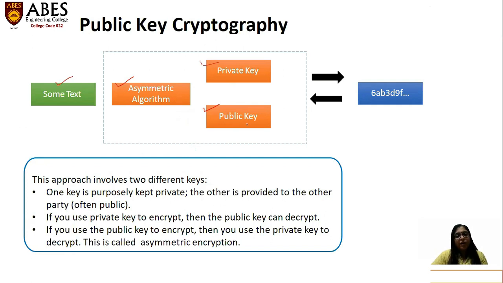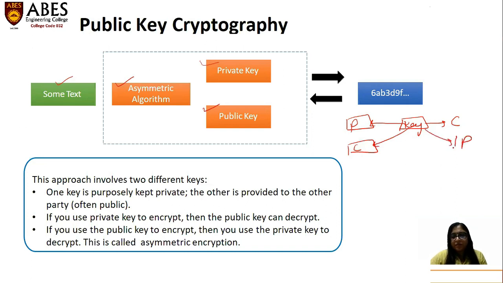And in symmetric key cryptography, there is only one key. This is our plain text, and the same key is used to convert it to the ciphertext, and the same key is used to convert the ciphertext back into the plain text. This is symmetric key cryptography.